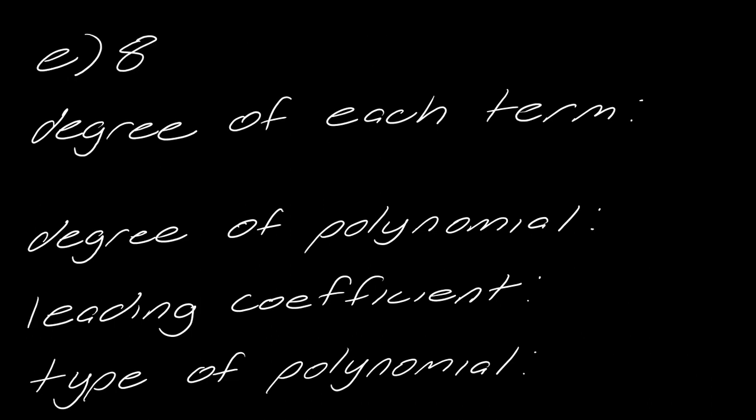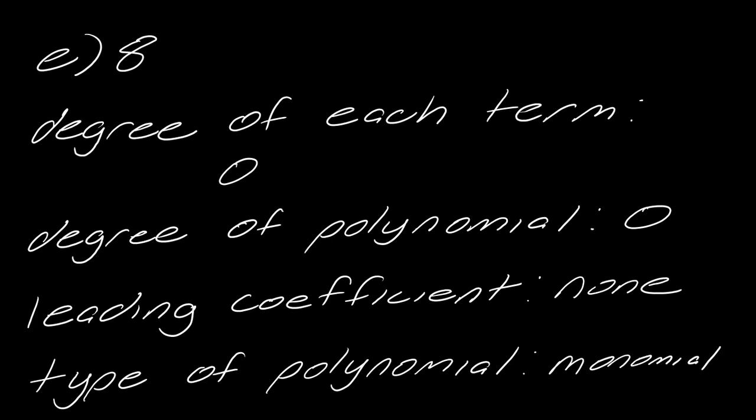And now for just one last example here. So now I've just got the number 8. So the degree of this term would be 0. The degree of the polynomial is 0. There is no leading coefficient, and this would actually be considered a monomial in this case. So that's kind of how you work with the idea of degree.